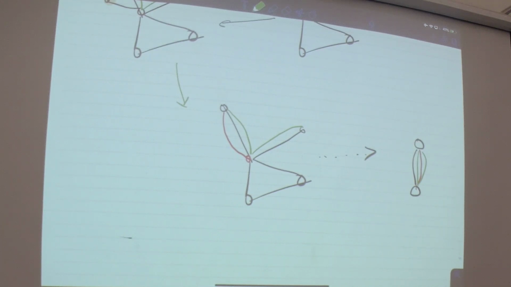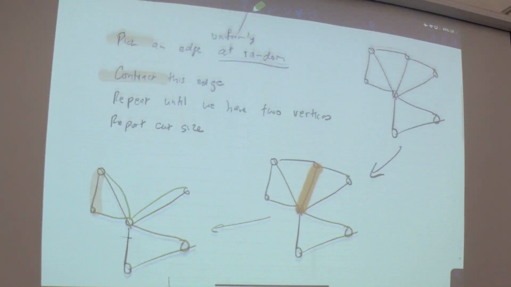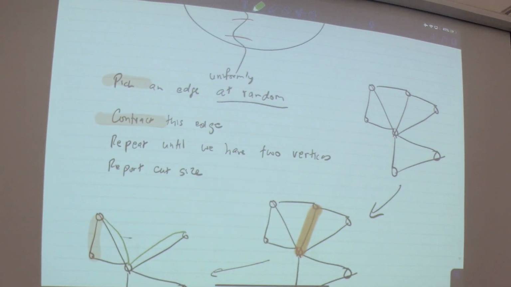So to summarize, the entire randomized algorithm looks like this. Pick an edge at random, contract the edge. Pick an edge at random, contract the edge. Keep doing this till you only have two left, report the answer. You will hopefully agree with me that this is a very simple to describe algorithm. Why it should work at all makes no sense, but it's simple to describe. Is that clear? Do we have any questions about that?